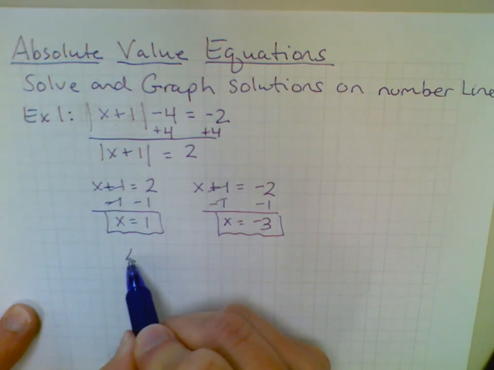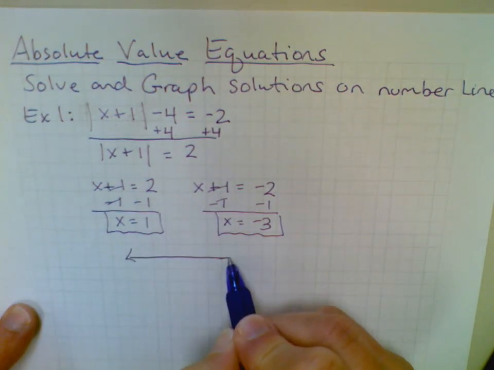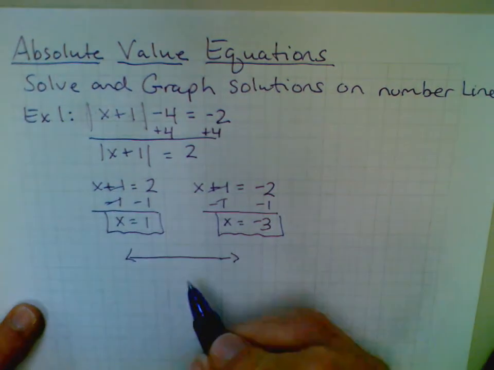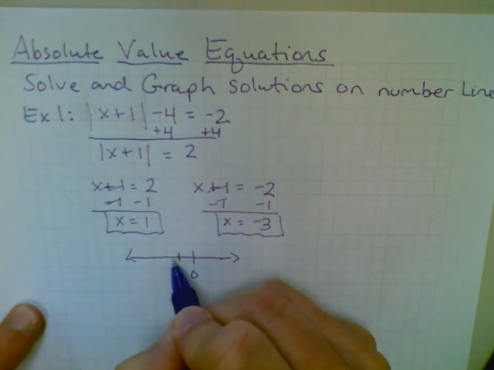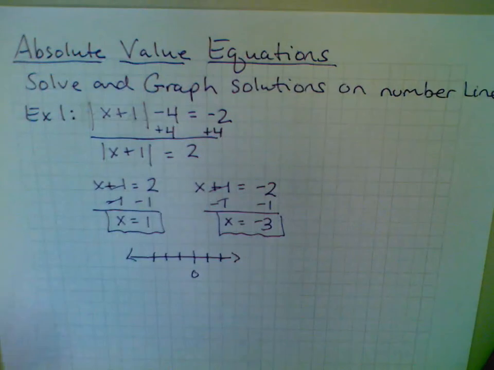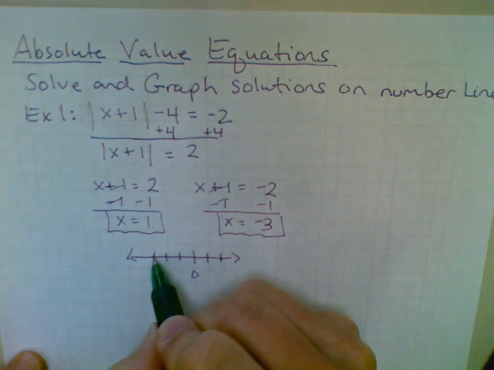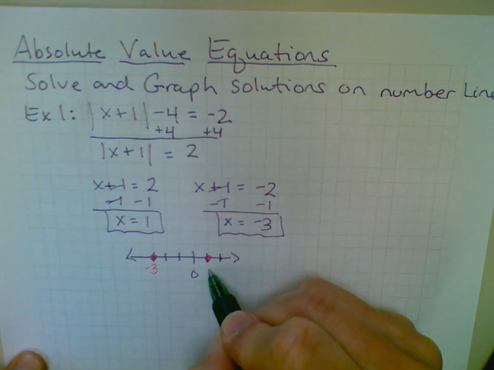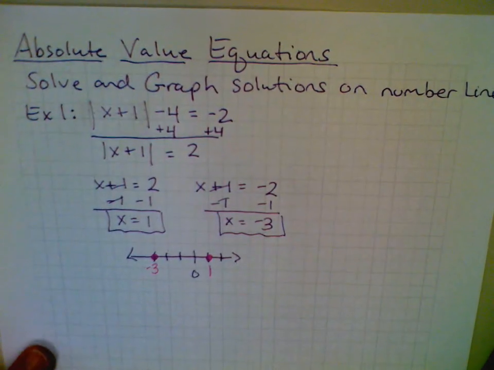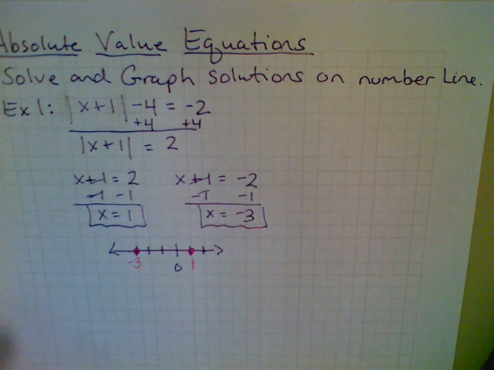So now I'm going to quickly plot those on a number line. So if I put my 0 here, then I can put negative 3. I'm just going to go back to negative 3 here and put a point, and then over to positive 1 and put a point. So those are my solutions. So you can always check those if you want to sub them back into the original equation to make sure that they work. That is something that you can do when you're finished.